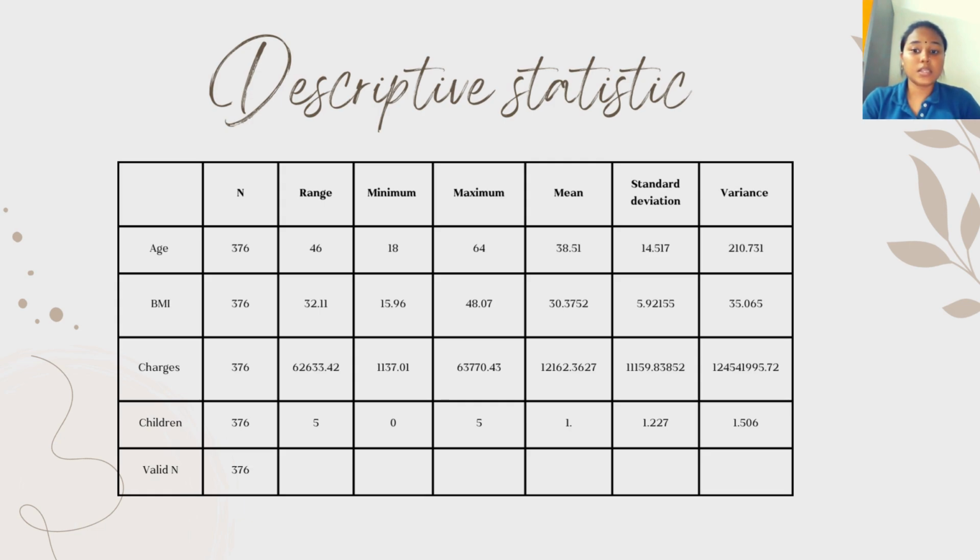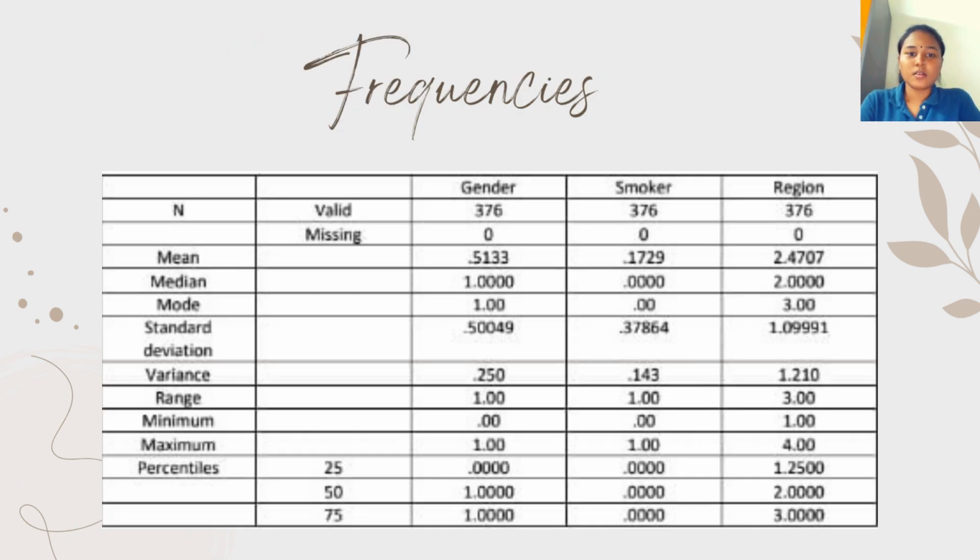The high standard deviation reflects significant variability in the charges, pointing to substantial differences in medical costs incurred by the participants. The next one is frequency descriptive statistics. This table presents descriptive statistics based on a sample of 376 participants for three categorical variables, which are gender, smoker, and region. The first one is gender.